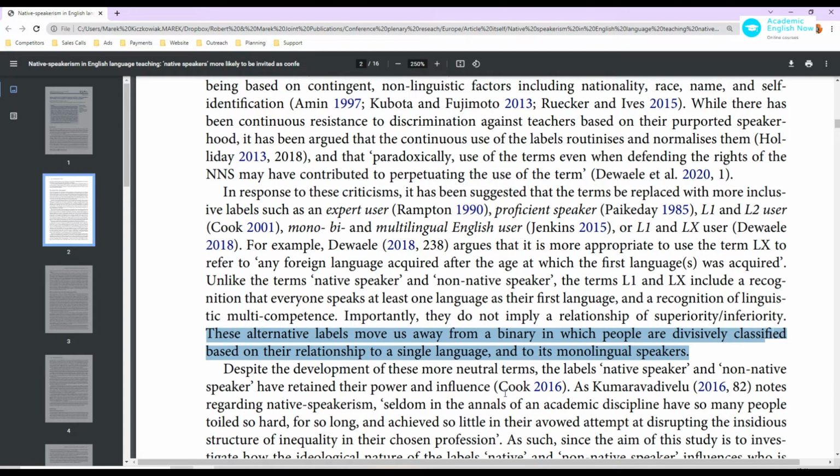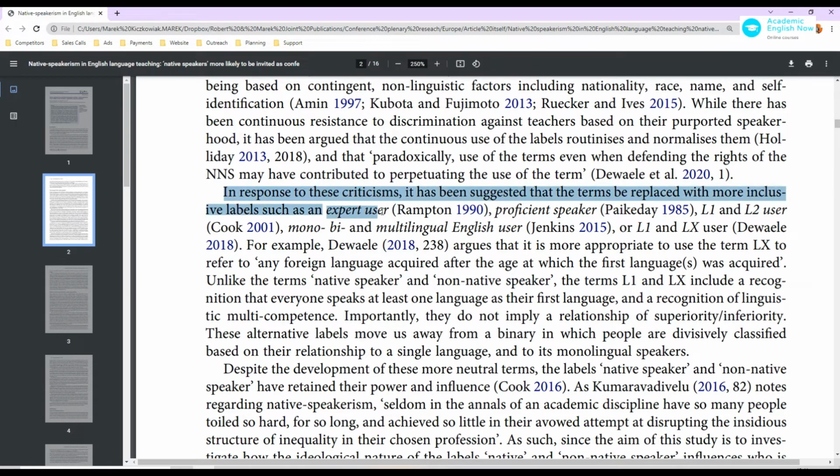So whenever you finish a paragraph, ask yourself, so what? What is the main point of this paragraph? What am I trying to convey to the reader? And this is what the last sentence does. Also notice how the ideas are connected.